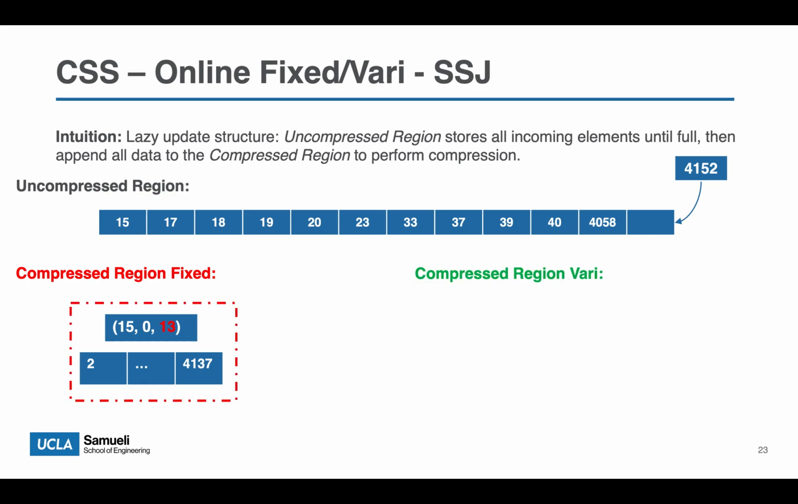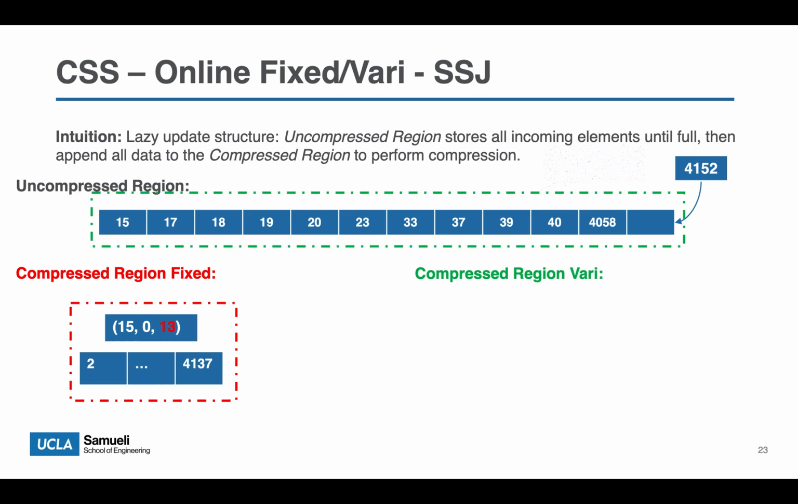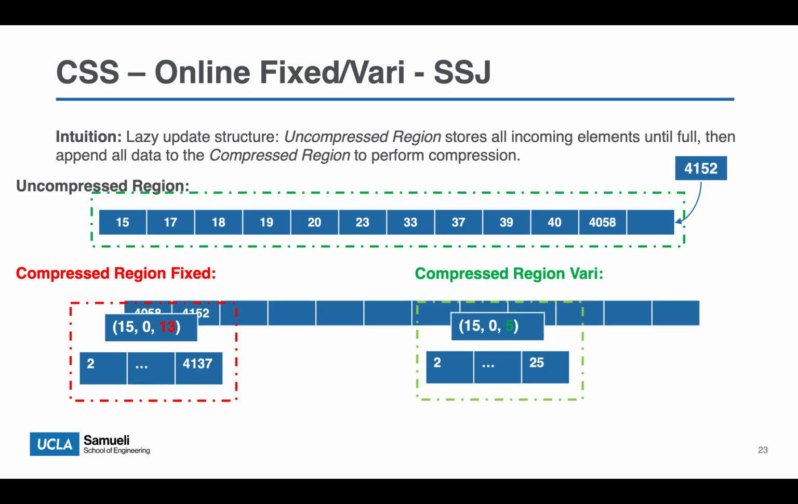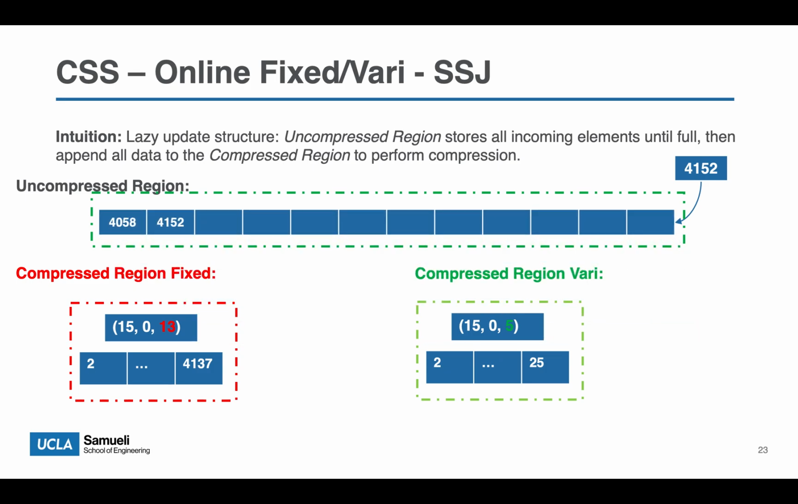If we extend the CSS vary into a CSS online vary, then when the element 4152 comes, we just run the DP method over it. As a result, CSS online vary says that we should compress data from 15 to 40 for the optimal split. So we compress the data, and now each compressed element takes only 5 bits. How about the rest of the 2 elements? We just put them back into the uncompressed region and wait for the buffer to fill up again, and then we will perform the DP method again.